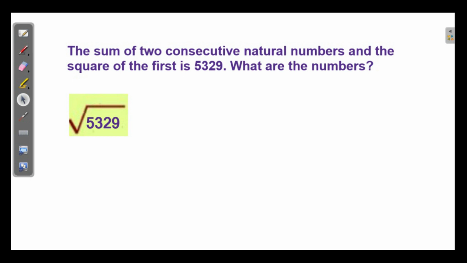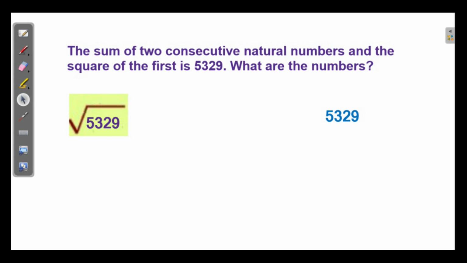5329. How will we find the square root? Can we prime factorize it? See, is 2 a factor of this one? No, it is not an even number. 2 is not a factor. Is 3 a factor? 5 plus 3 is 8, 8 plus 2 is 10, 10 plus 9 is 19. Not a factor. Then 7 is not a factor. 9 is not a factor.